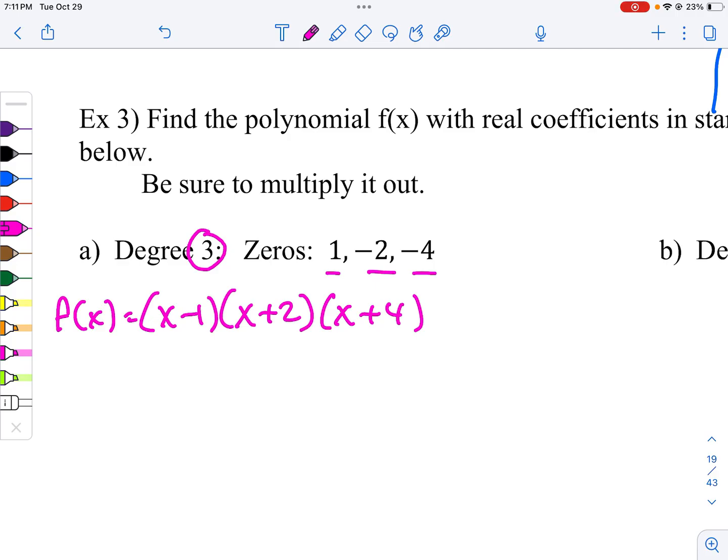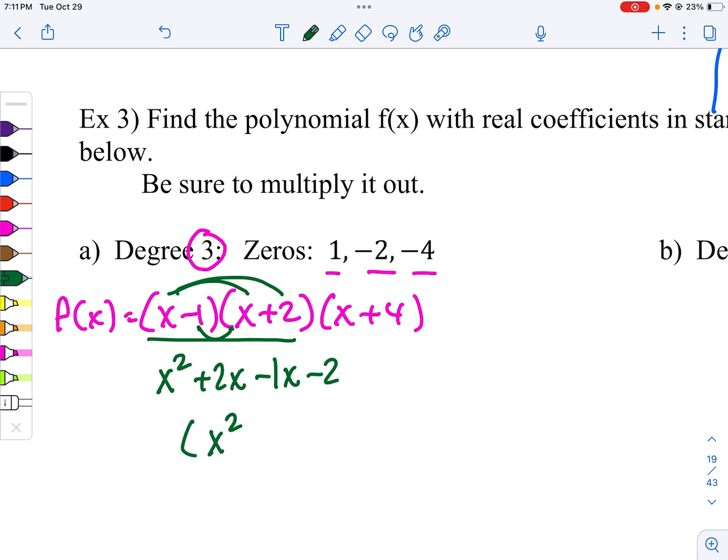All right, now we have to multiply this out. So the order that we multiply, remember, doesn't matter. Since I have them in order here, there's really nothing that's easy to multiply. I'm going to multiply the first two together. So here I get x squared, I get a plus 2x, I get a minus 1x, and I get a minus 2. So when I multiply those out, I get x squared plus 1x, right? That right there gives me 1x minus 2.